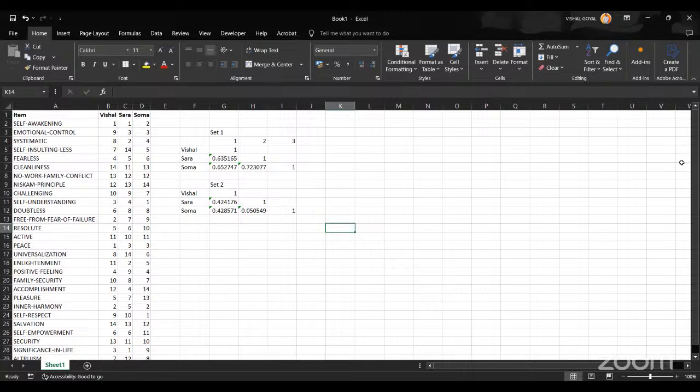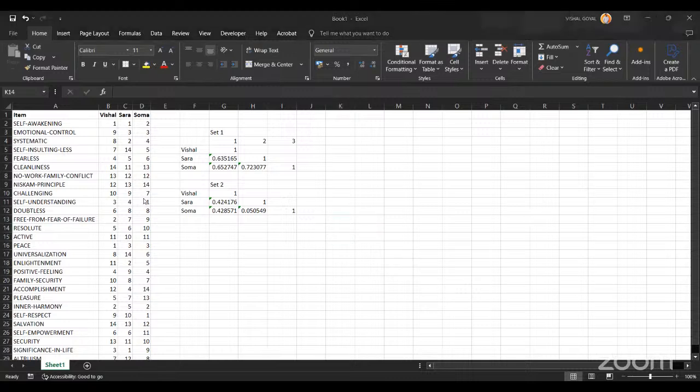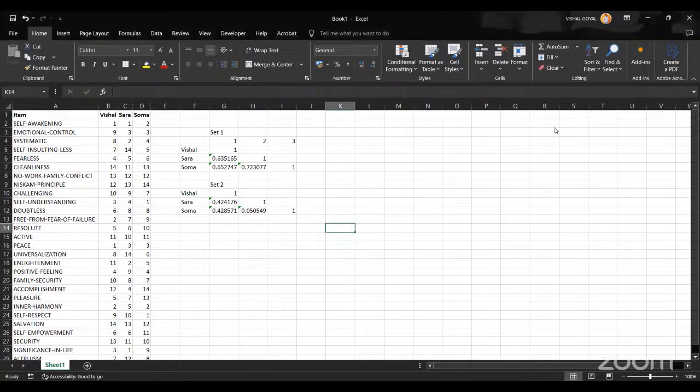Set 1 has good correlation. So we can say that the pairs have similar values. Yeah, for the path-oriented, they have similar values, but for the goal-oriented, their values differ.